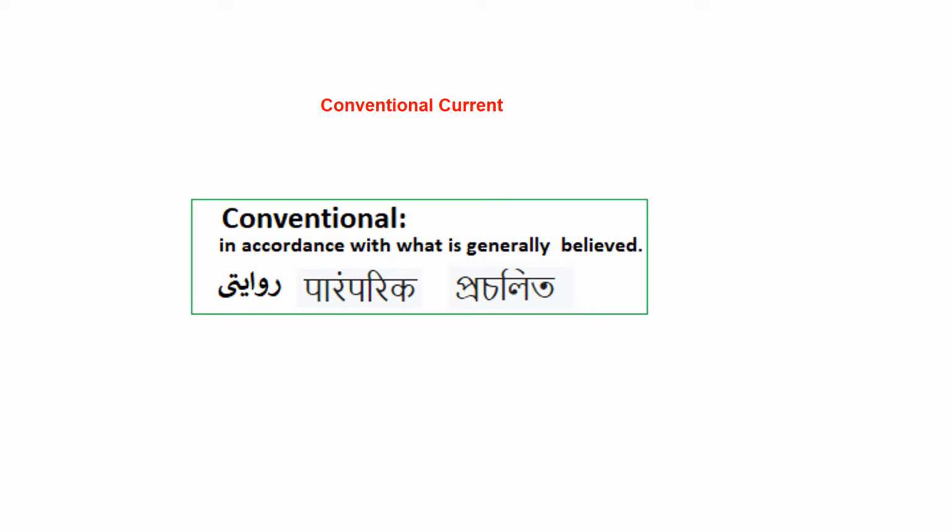Now, before we go further, it's a good idea to understand the meaning of conventional current, or the meaning of the word conventional. In English, it means in accordance with what is generally believed. So anything that is generally believed is called conventional. In Urdu, we call it rawayati. In Hindi, it is called paramparik. And in Bengali, it is called prachalito.